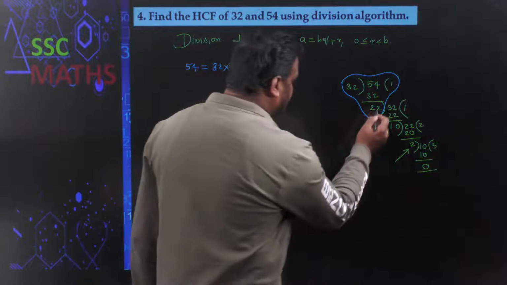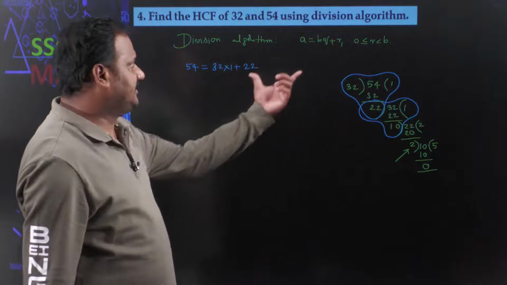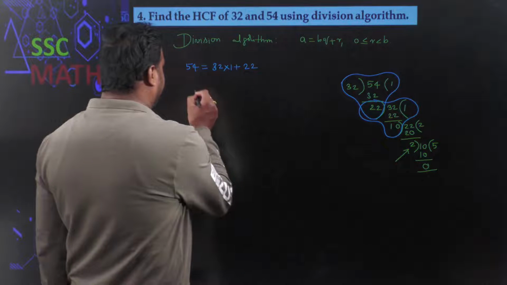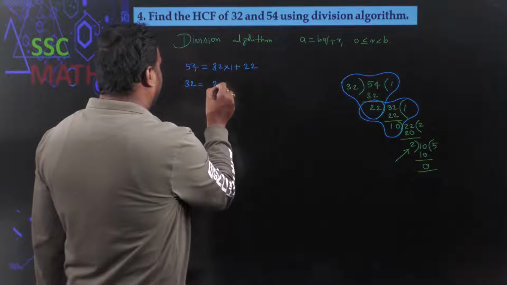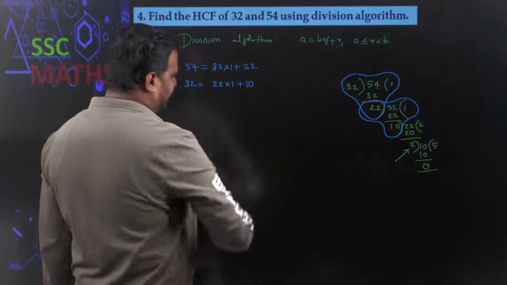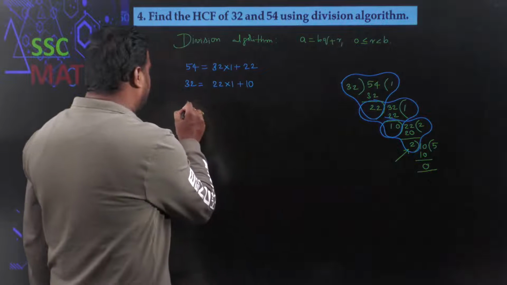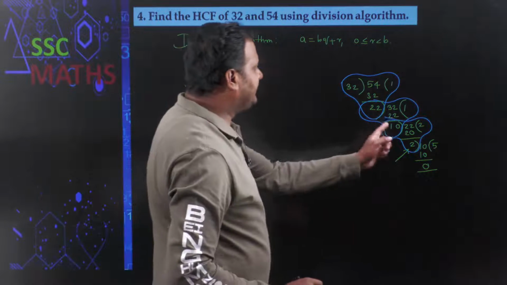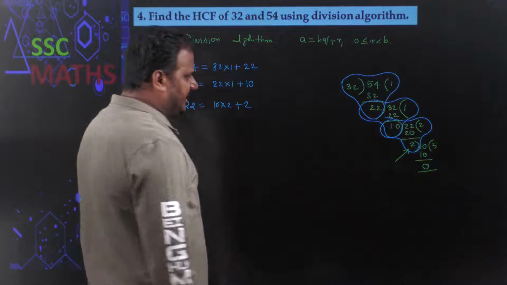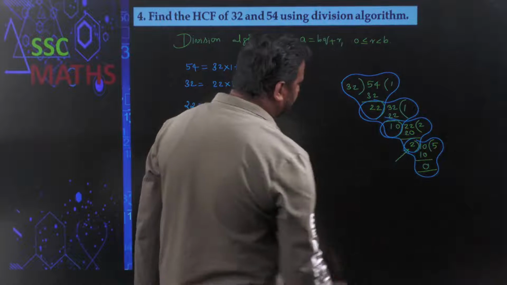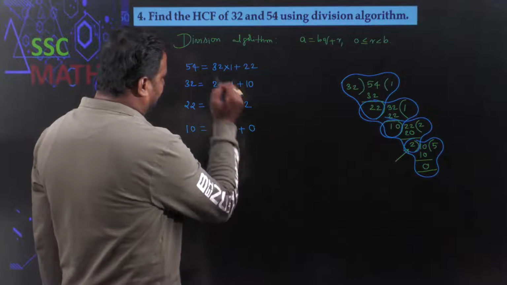And what is the second division performed here? Okay, so again write that second division in division algorithm form. What is it? 32 is equal to 22 into 1 plus 10. That is the second division. And coming to the third division, that is 22 is equal to 10 into 2 plus 2. That is the third division. And what is the last division here? That is 10 is equal to 2 times 5 plus 0, right?